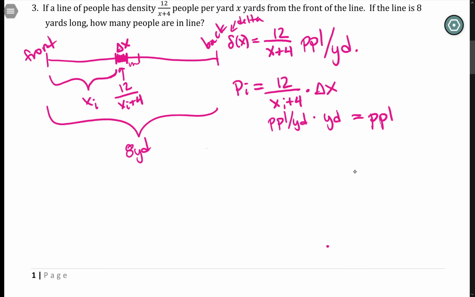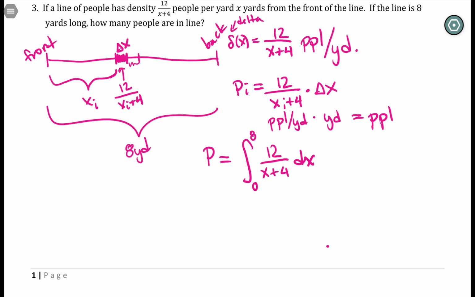If we want to add up all of the people, we're going to do that with an integral. We're going to be integrating the 12 over x plus 4 dx. And we want to start at the front of the line. Since x is distance from the front of the line, that would be x equals 0. We want to stop at the back of the line, which is 8 yards. So again, this can get a little trickier, but this is the kind of thing we'll want to do. If we don't have uniform density, we want to make a slice so that everything on the slice is basically uniform density.